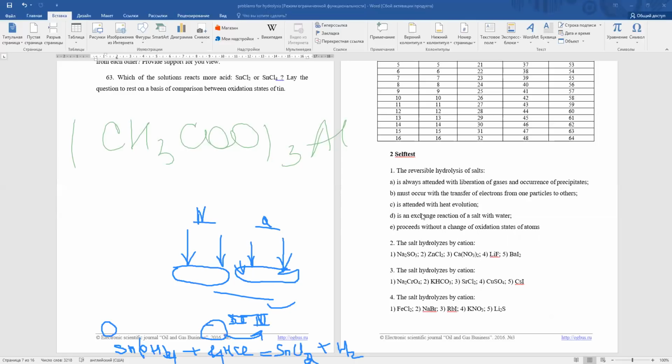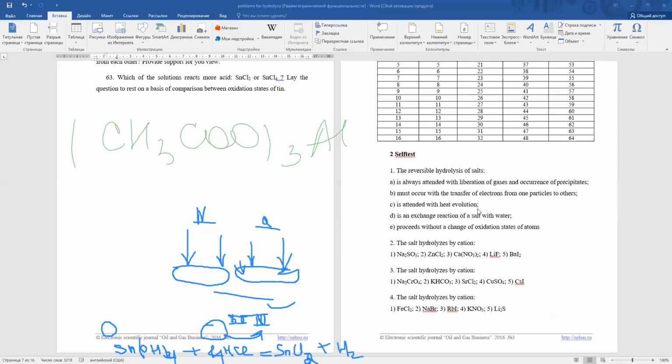This is also true, you know. It proceeds without a change of oxidation states of atoms. Yes, we can see the oxidation number change. This is correct. But C or E? C, it's incorrect.